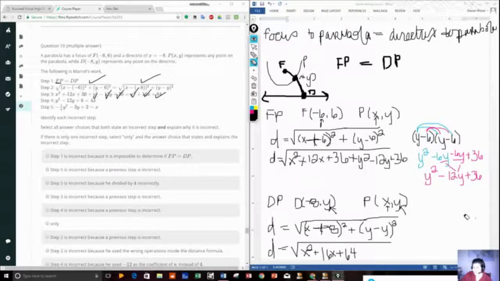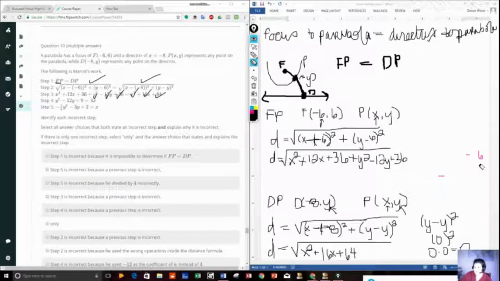So what is y minus y being squared? Well, y minus y is 0, and we still have the square, and 0 squared is 0 times 0, which is going to equal 0. So we have this plus 0, which I don't need to write. So that is our distance for the directrix to the parabola. So step 3 is correct. Let's erase all of this and move on to step 4 and see.